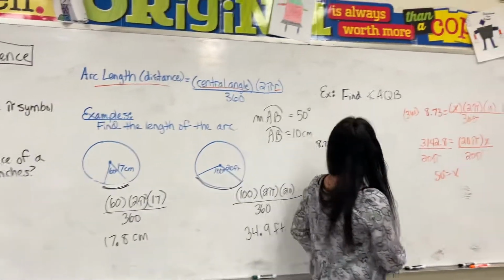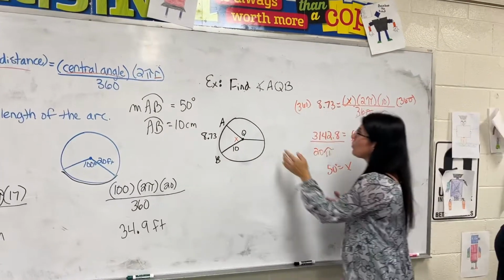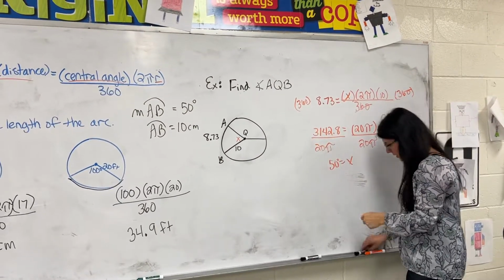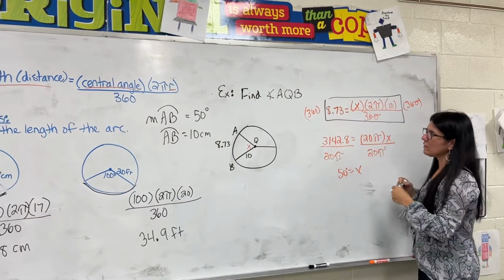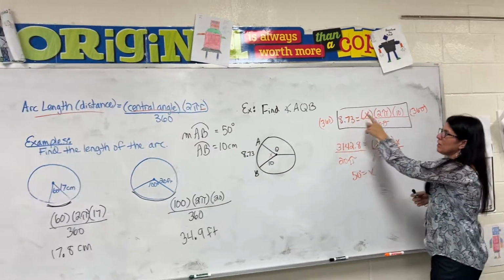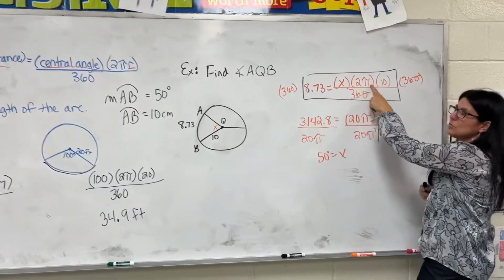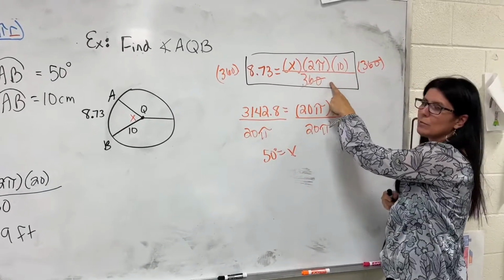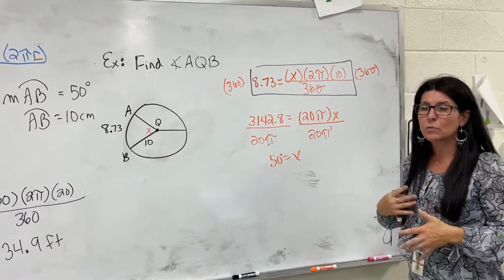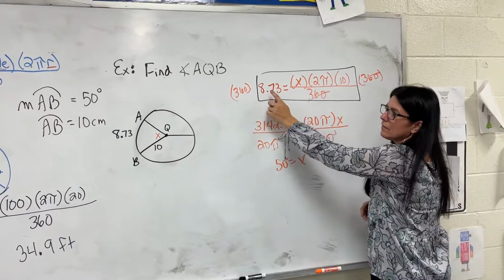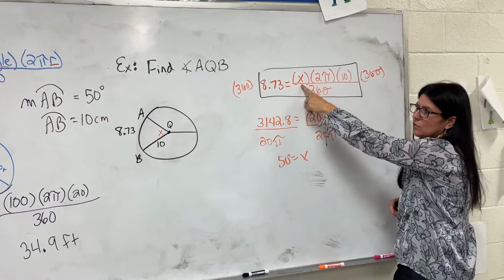The next example, we're given the radius, we're given the arc length. We're working backwards using that formula. So this is what I started with. The arc length is 8.73. We're multiplying by the central angle, central angle times 2 times pi times the radius divided by 360. As long as we know 2 out of those 3 unknowns, we can use this formula to work backwards. I plugged in the arc length and I plugged in the radius. We're going to work backwards to find that central angle.